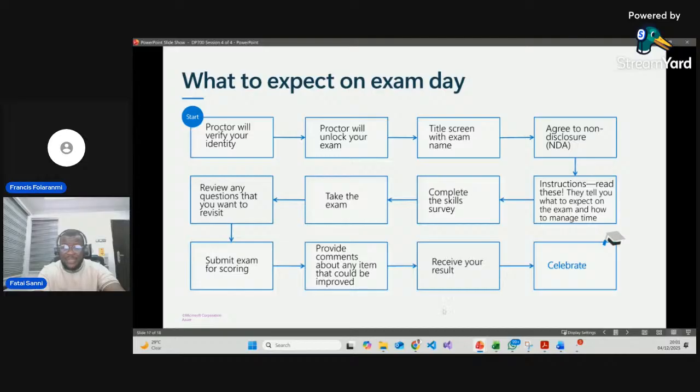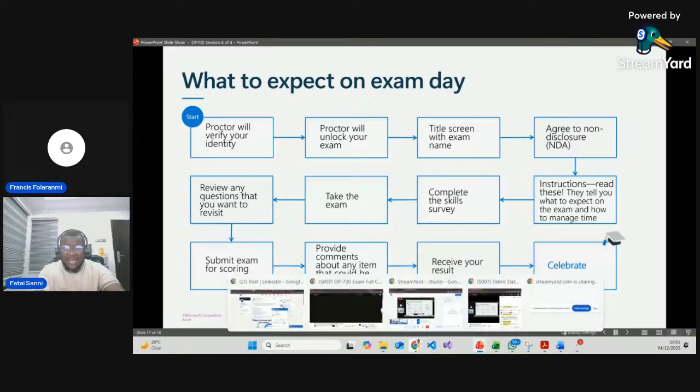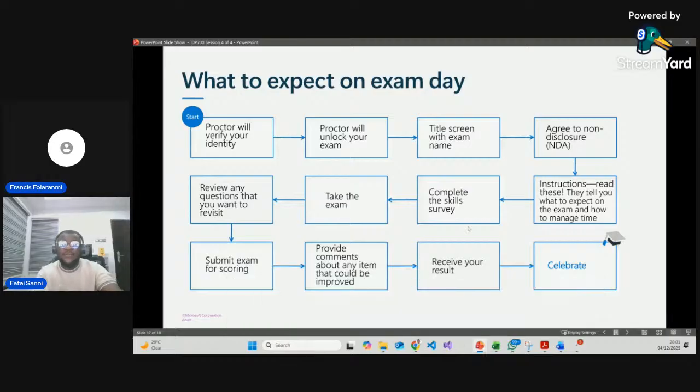Let me quickly check if it's in the sandbox. The sandbox ended already, so I can't even check it. But anyways, it's not as complicated as I'm making it sound. Either at the top or at the left, you get to click on the Microsoft Learn.